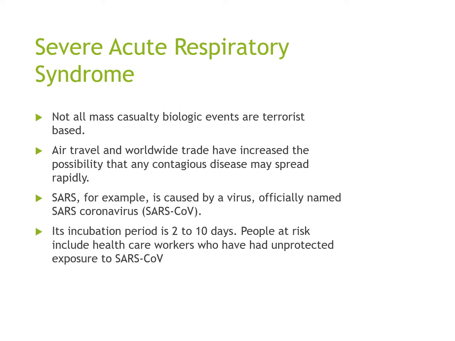Then we have this thing known as a severe acute respiratory syndrome. So not all of the mass casualty biologic events are terrorist-based, right? So air travel and worldwide trade have increased the possibility that any contagious disease may spread rapidly. So for sure, we're experiencing COVID-19 right now. So SARS, this was back then, was caused by a virus officially named SARS coronavirus. And 2 to 10 days, people at risk include healthcare workers who have had unprotected exposure to SARS coronavirus. So currently we're dealing with COVID-19.